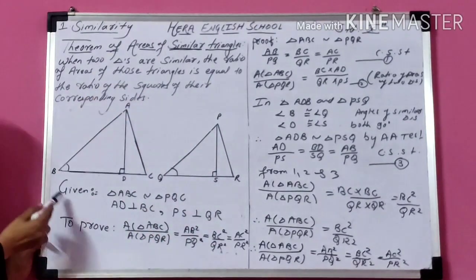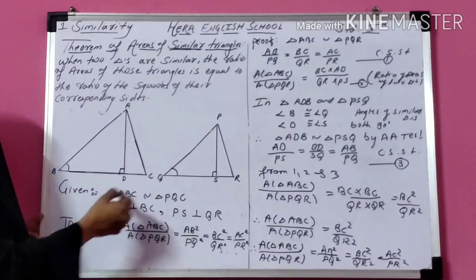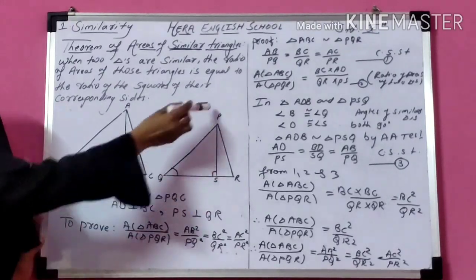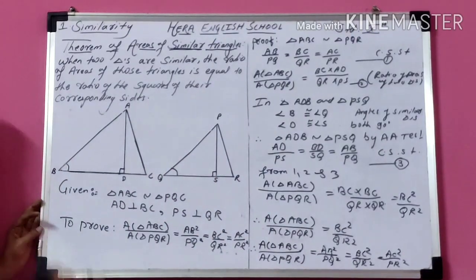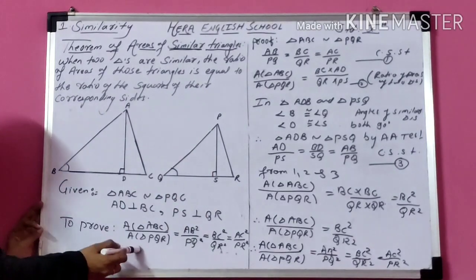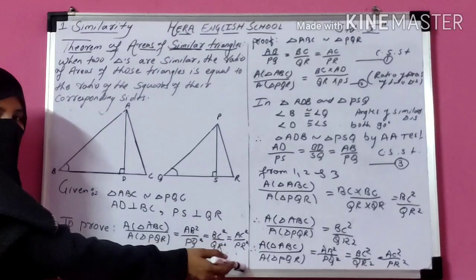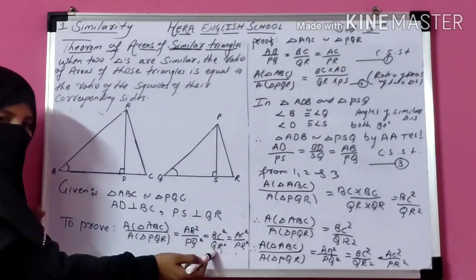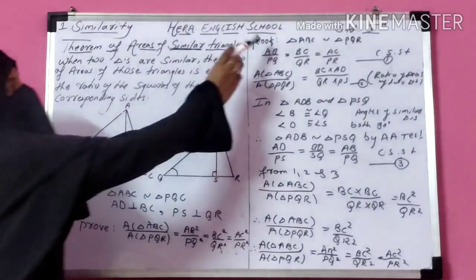So as per this statement, I draw the figure here. Then the given is that these two triangles are similar, and in the first triangle AD is perpendicular to BC and in the second triangle PS is perpendicular to QR. Now you have to prove that the ratio of areas of these two similar triangles is proportional to the square of corresponding sides. So first corresponding side AB square upon PQ square, second BC square upon QR square, AC square upon PR square. Now let's start the proof.